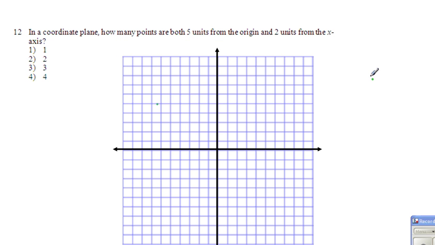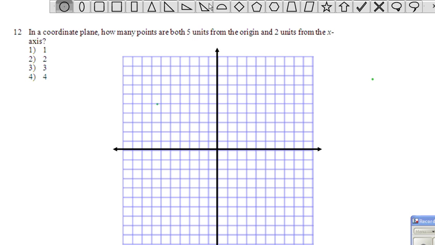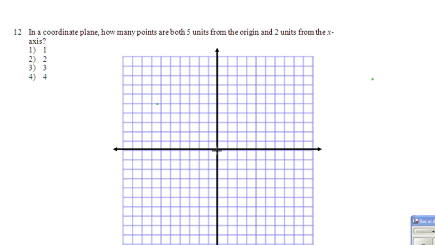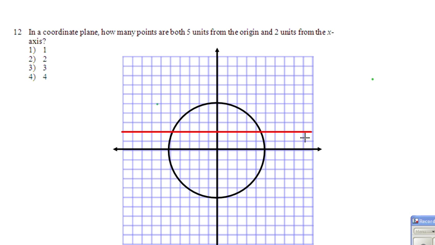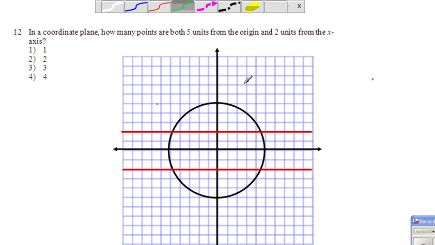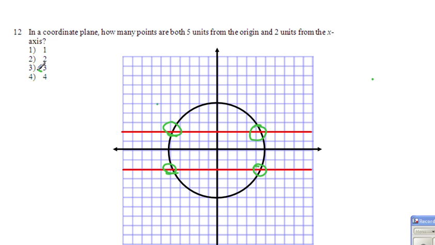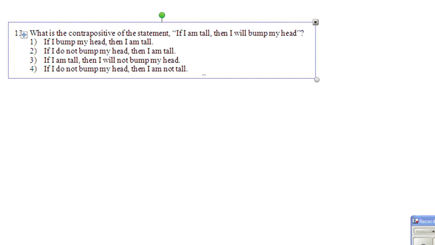So, here we have 5 units away from the origin. Okay, now 2 units from the x-axis. Alright, so now how many points satisfy this one? Answer seems to be 4. 1, 2, 3, 4. So therefore 4 becomes our answer.